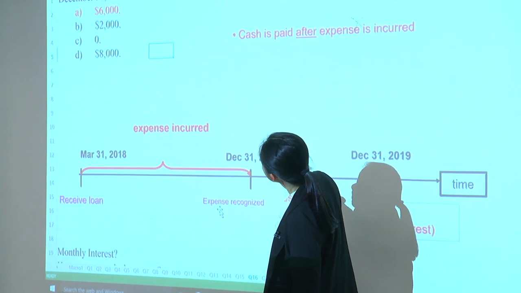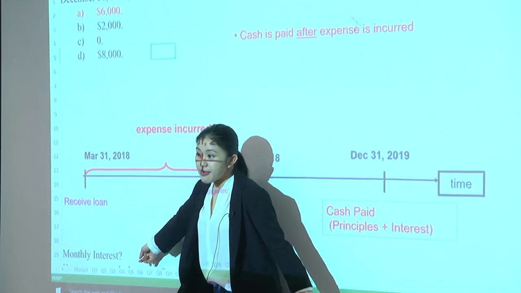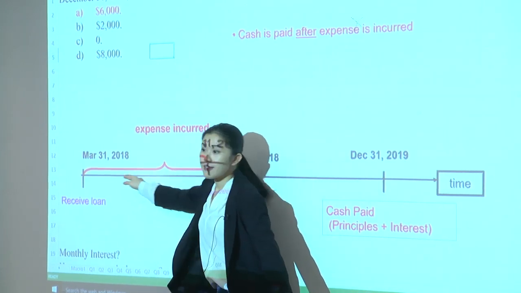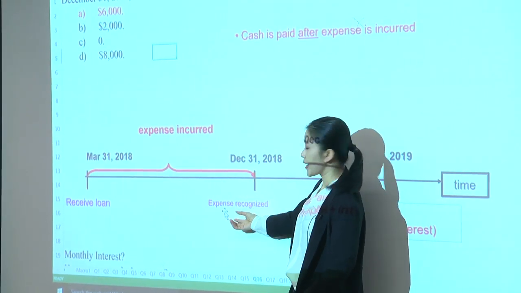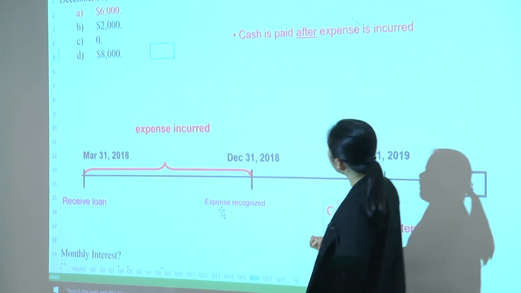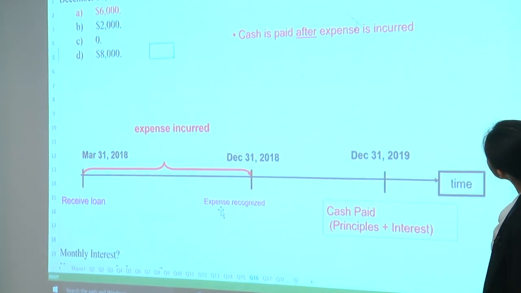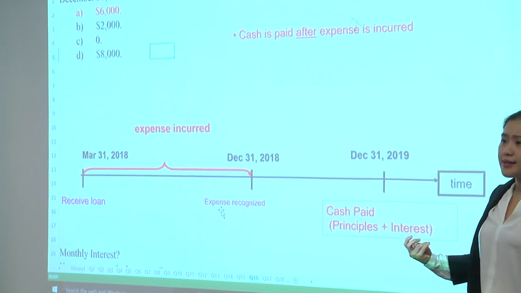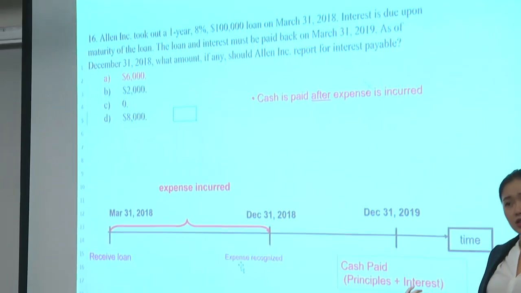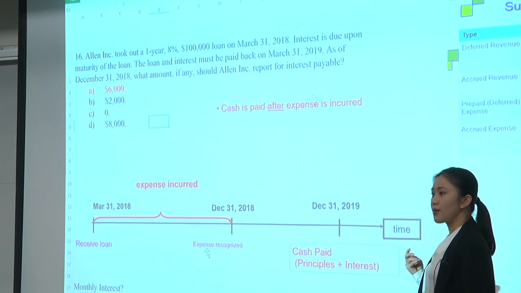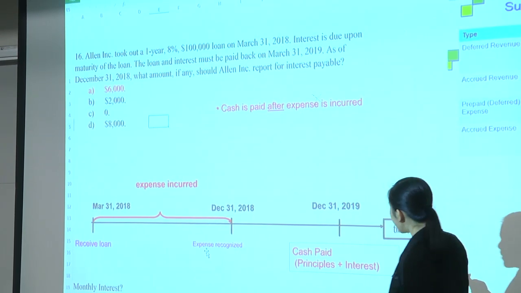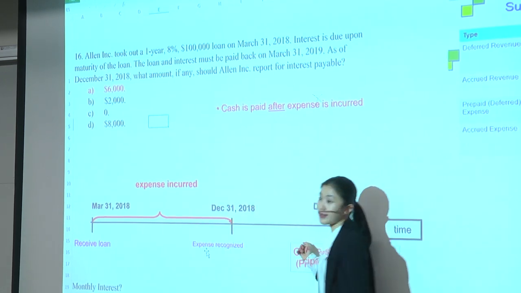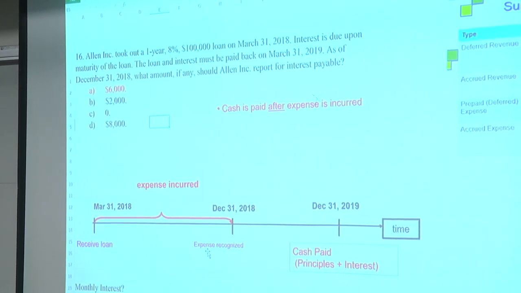So what we do here is, again, calculate the monthly interest, and then how many months have passed, so we get the amount of the interest. What amount should it report for interest payable? Now, why is there a payable instead of interest expense? This is usually the question I get, and that's why I want to do all of them, the 3 days, one by one, and then we will see the corresponding thing.